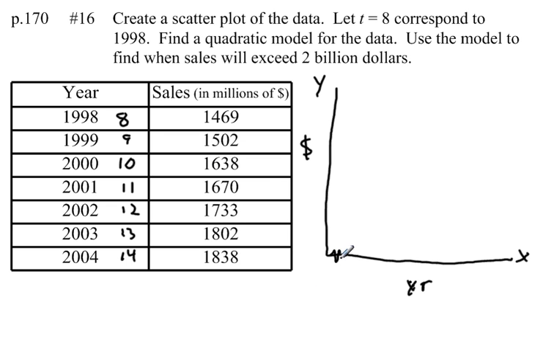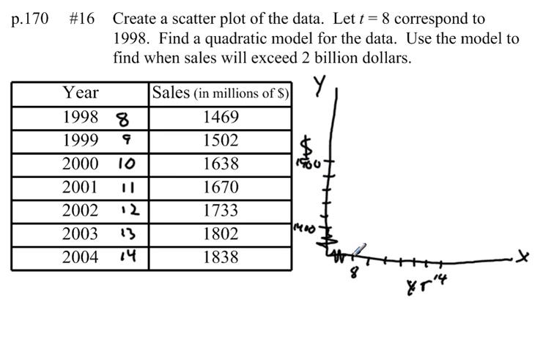So our year, we're not starting at 0, so let's put a little symbol like this to show that we're starting at 8. And we're going up to 14. Our y values, again, we're not starting at 0, so let's put this symbol again to show that we're going to start here at about 1,400. Let's go up here to 1,900. Okay, so now that our scale is set, let's put these points here.